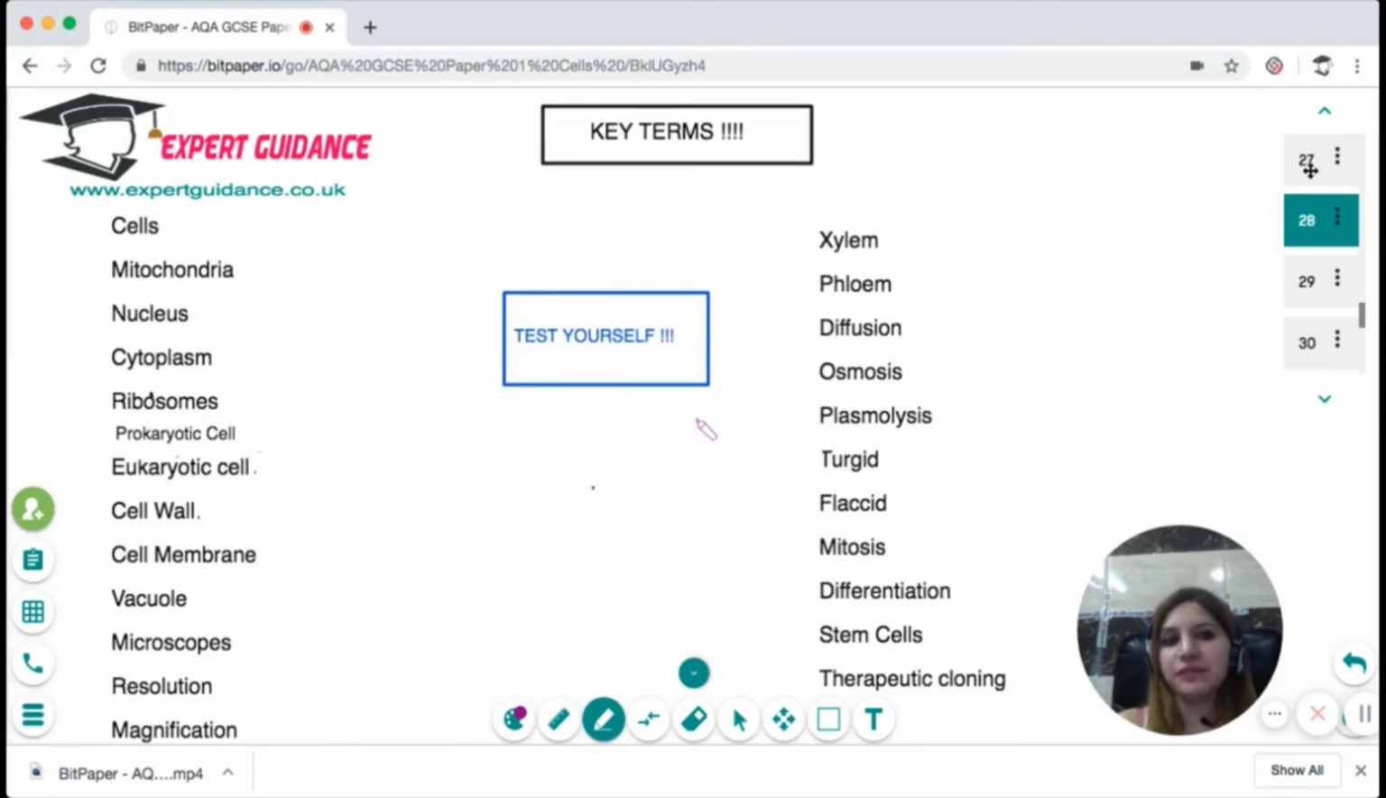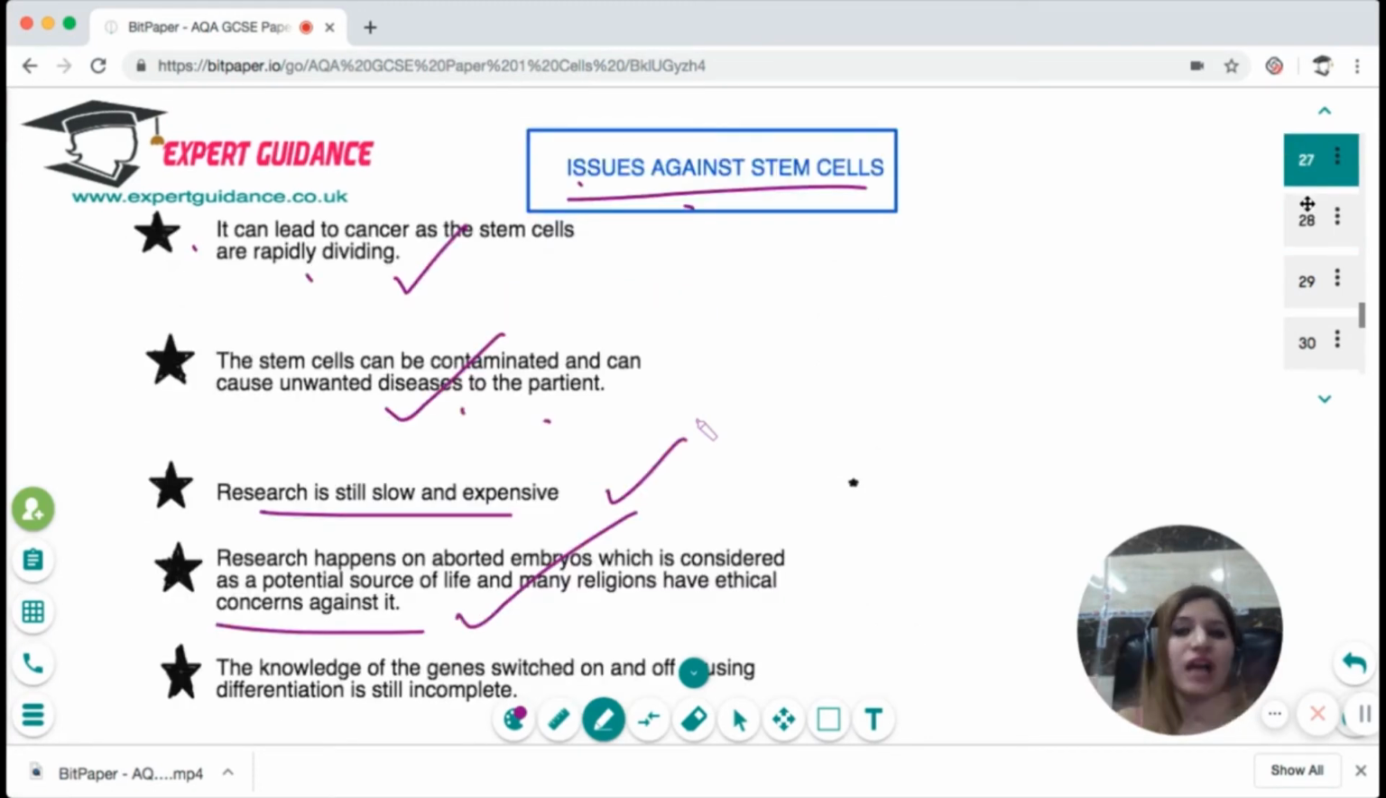And the knowledge of cell specialization, what genes get switched on and off on differentiation, is still incomplete. Okay, so I hope we have covered this topic in much detail, and I have tried to cover the maximum of your specification.